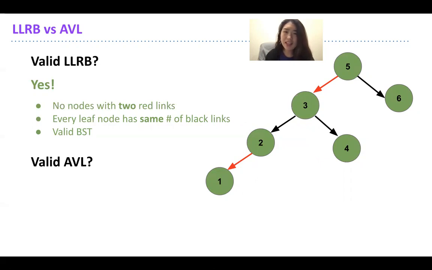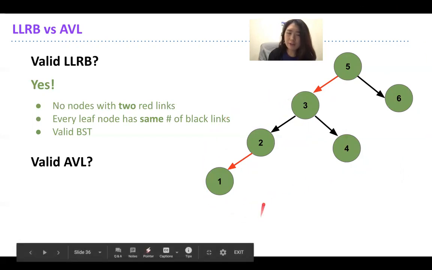And lastly, it is a BST. You can check this using the recursive definition: okay, 6 is greater than 5, and then 3 is less than 5, whereas 2 is less than 3, and 1 is less than 2, and 4 is definitely greater than 3. Then we know that all these invariants check out.